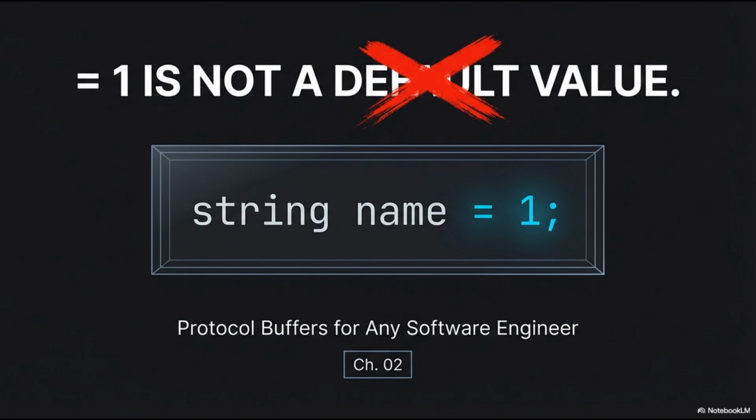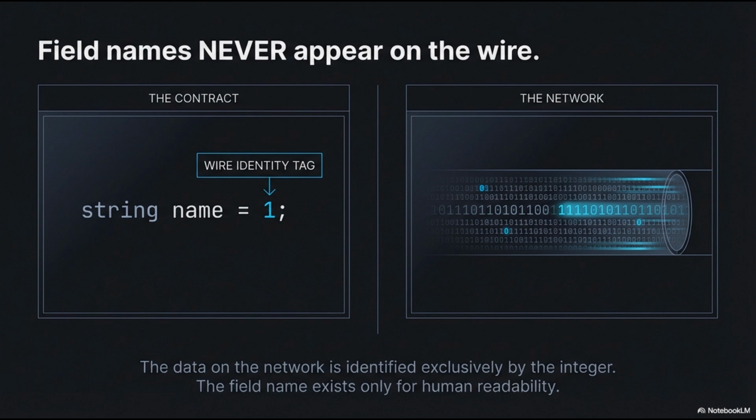That number 1 is actually a wire identity tag. The field name itself, like the actual word name, never even appears in the serialized bytes. Which is wild to think about. It is. You write it in the file for human readability, obviously, but on the network, that data is identified exclusively by the number 1. And this single design decision is the core reason why Protobuf messages are just a fraction of the size of JSON payloads.